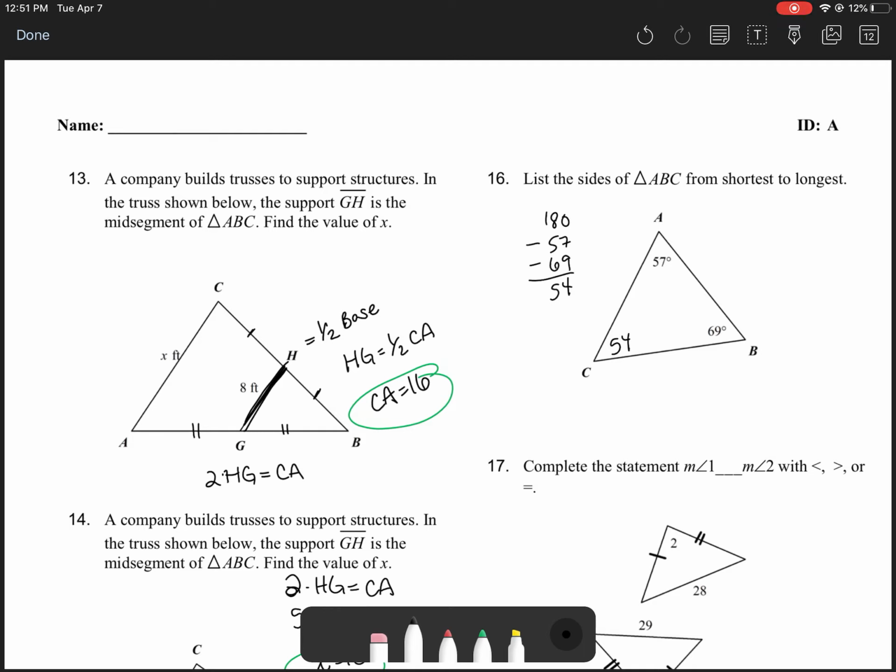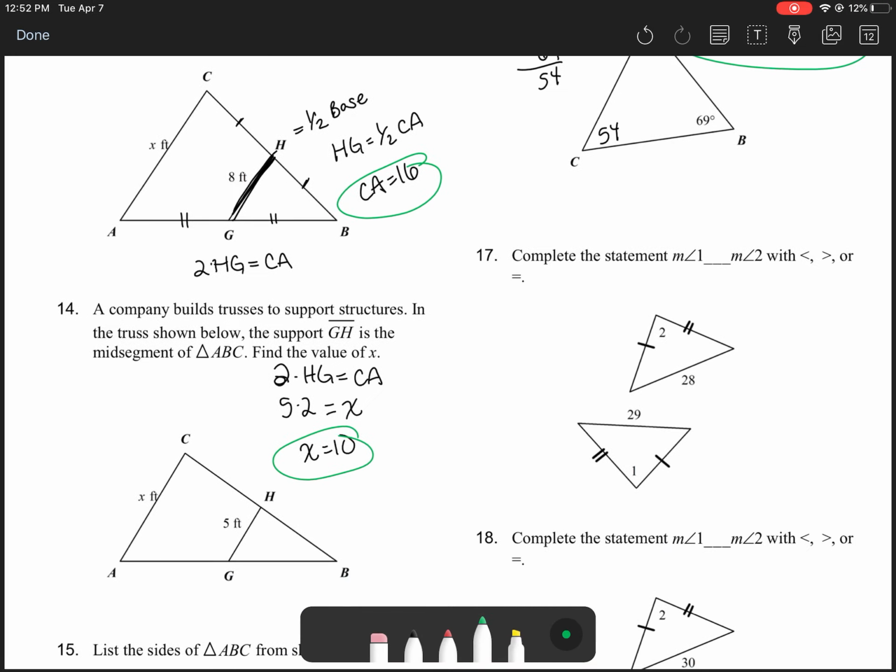My smallest angle is angle C, and opposite is AB. My next smallest, or medium angle, is 57. Its opposite side is CB. And the final, the largest angle, is 69 degrees with an opposite side of AC as my answer.